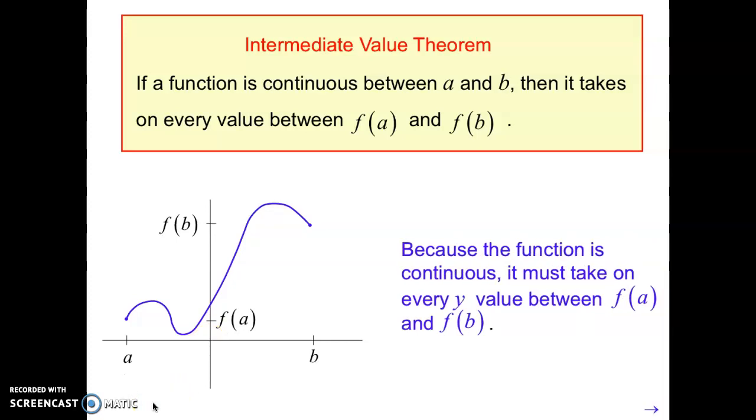Because the function is continuous, it must take on every y value between f of A and f of B. Now we said it may take on those values more than once, but the intermediate value theorem is saying it has to take on at least once if I have a continuous function. So pretty intuitive. This is affectionately known as the IVT, by the way.